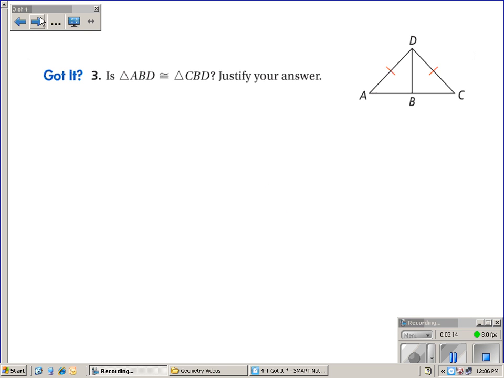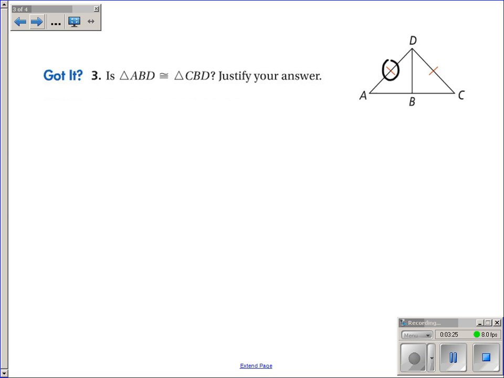All right, number 3, is triangle ABD congruent to triangle CBD? Now we have a picture over here, and all that we know is that AD is congruent to DC because of these marks right here. Okay, now we also know that BD is congruent to itself by the reflexive property. But we don't have enough information to know that all the corresponding sides and all the corresponding angles are congruent, and so we would say not enough information.